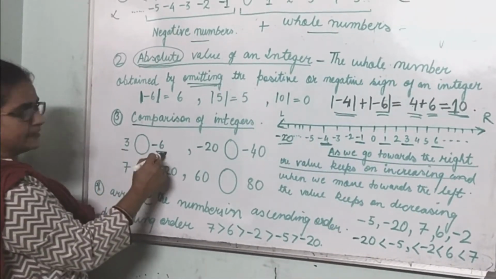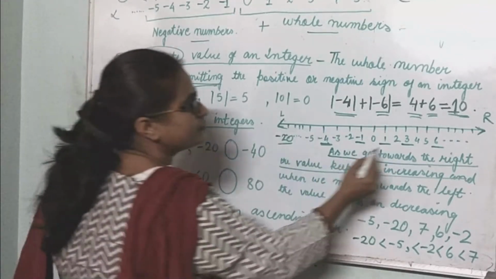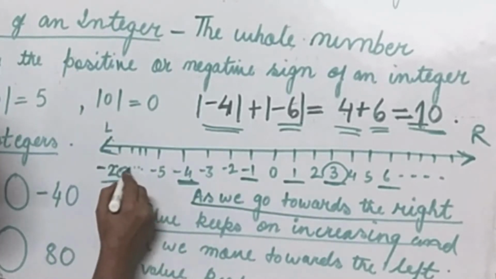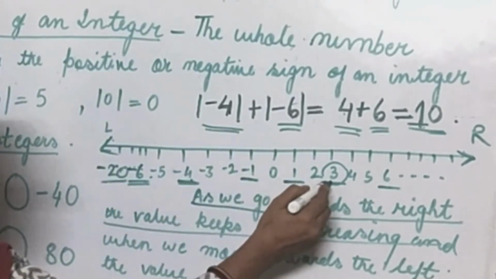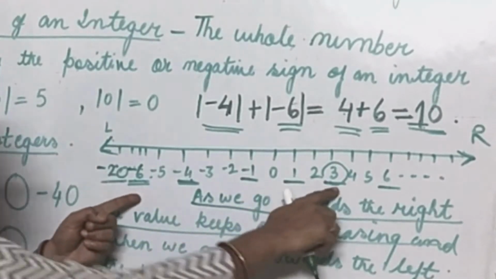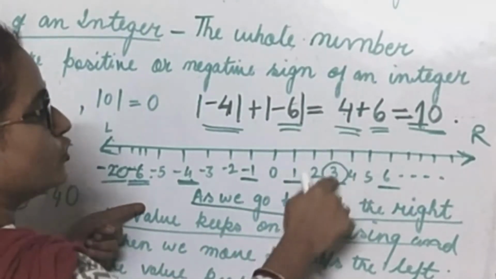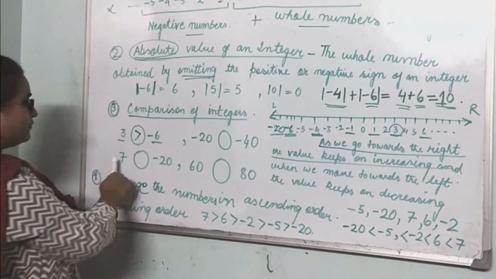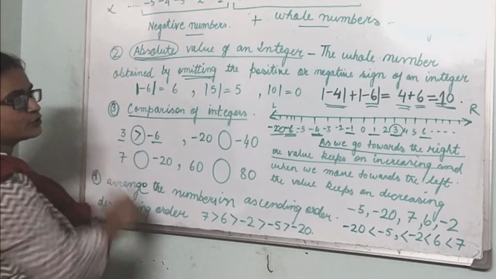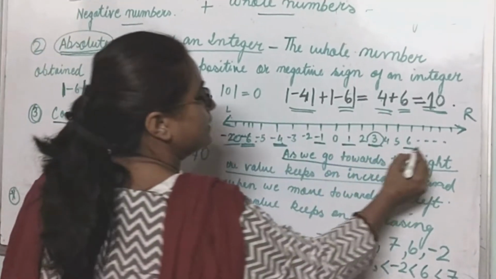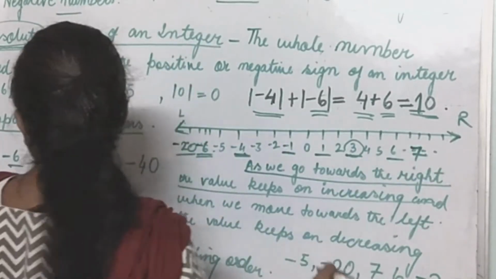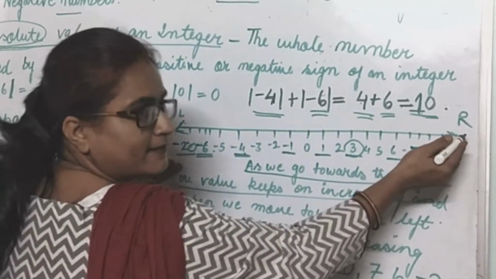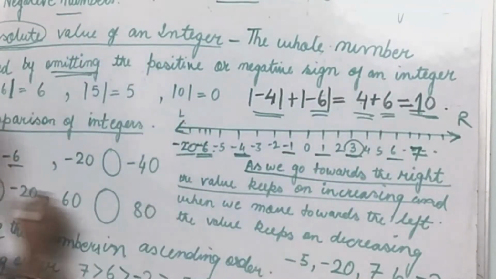Suppose 3 and minus 6. Where is 3? 3 is over here. And where is minus 6? Minus 6 is somewhere over here. Which number is towards the right? It is 3. So 3 is greater. Now the second example, 7 and minus 20. 7 is towards the right-hand side, and minus 20 somewhere this side. So 7 is towards the right, so the value of 7 is greater.